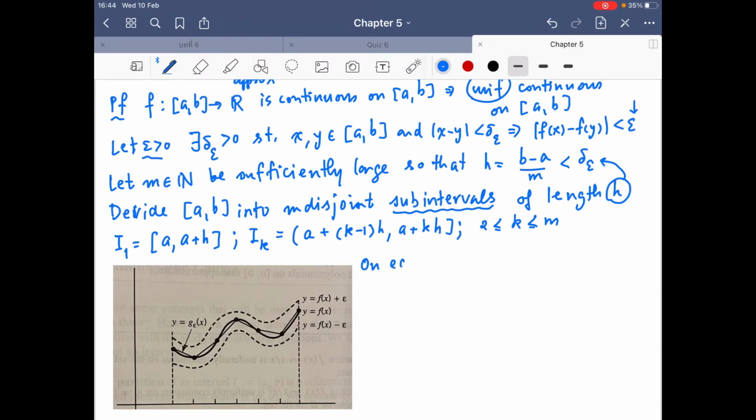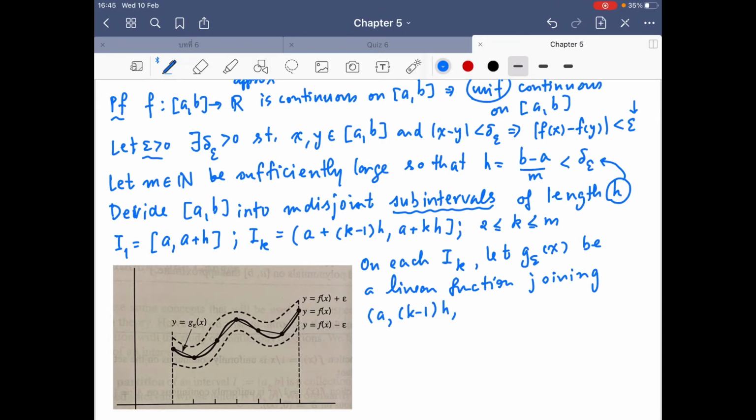So on each interval Ik, we are going to let g epsilon of x be a linear function, a straight line joining the point a plus (k minus 1)h, f of this point, which is one of the points on the left side, and the point on the right-hand side, which is a plus kh and f of a plus kh. So we join these two points together, for each k starting from 1 to the last one, m.